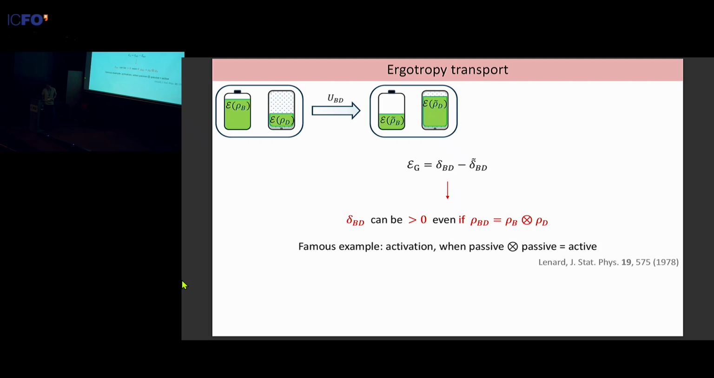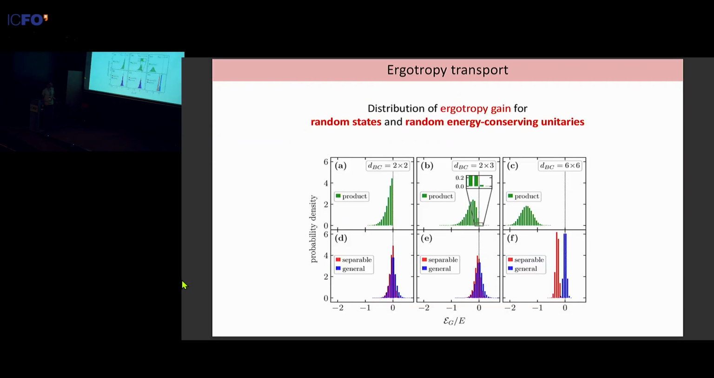This has been known for a long while, which means that you don't basically need correlations to achieve what you want. However, correlations do matter. If you randomly sample states and unitaries, this looks a bit complicated, but hopefully I will walk you through it quickly. You can consider different configurations. You have 2 qubits, and if you sample product states, the ergotropy gain is never positive, so it's cut exactly at 0. Everything is negative.